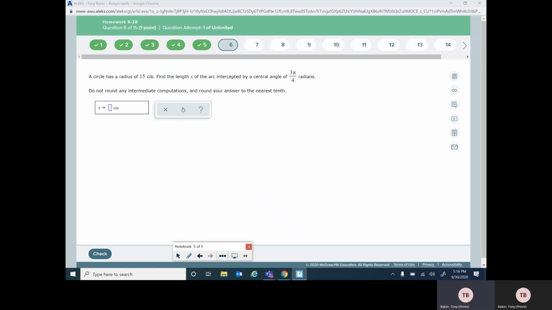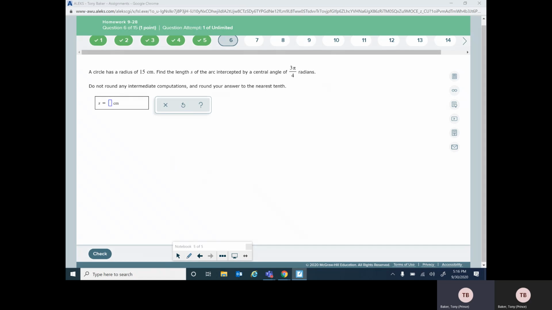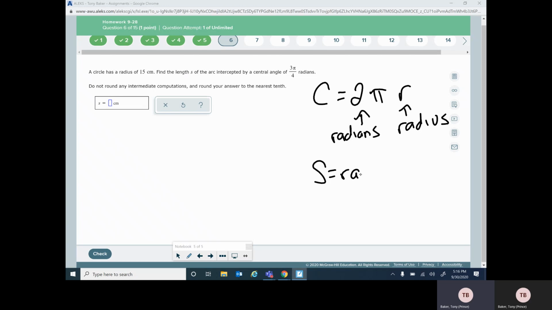The next one we're going to look at is being able to figure out the arc length. So if you remember, arc length is like circumference. My formula for circumference is circumference equals 2 pi r. That's my radius, and that is my radians. That's the whole circle. So for arc length, we're going to do radians times radius.